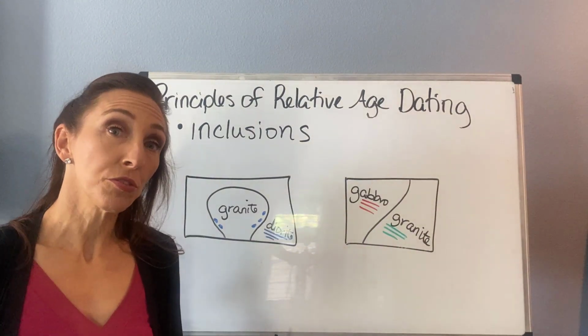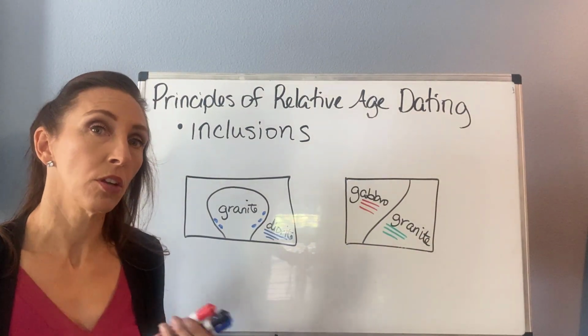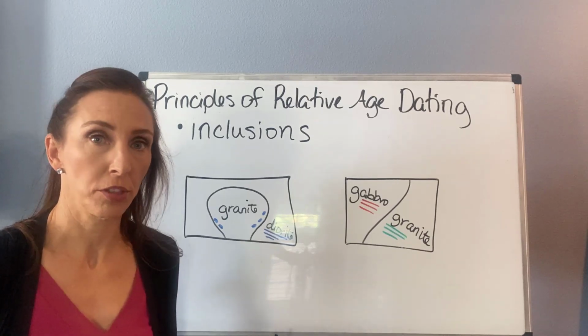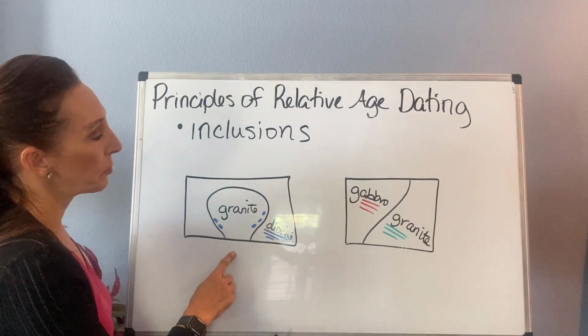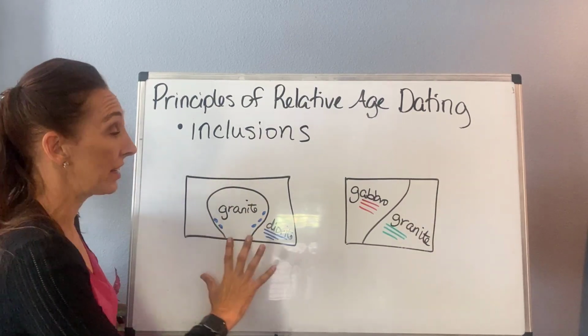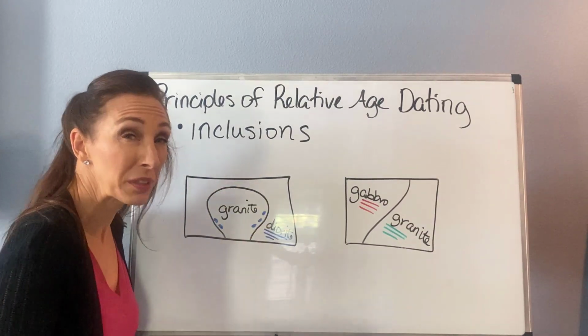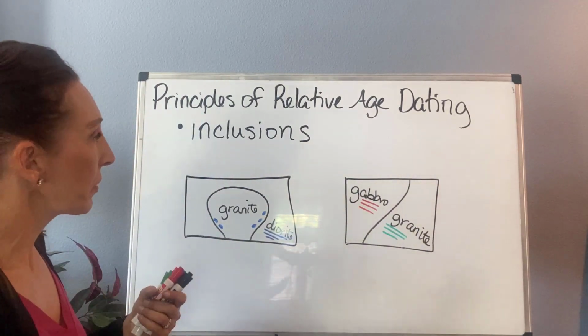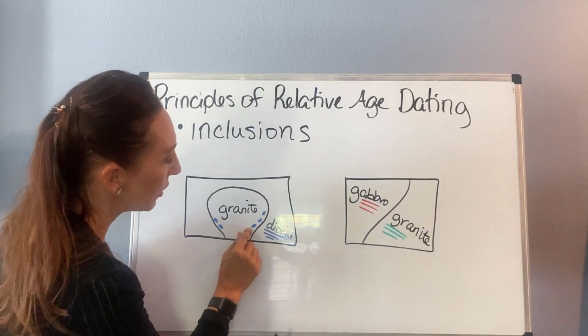The principle of inclusions is going to help us to determine what's older when it comes to, let's say, two igneous bodies that are next to each other. If we look at this example here, we have a diorite that was clearly intruded by a granite. And because we have this whole picture, it's pretty easy to see that. But sometimes we don't have that whole picture. But let's talk about the logic there.